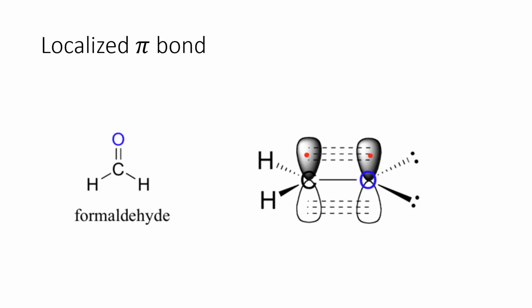To give you an idea of where that sharing occurs, for our formaldehyde example, CH2O, we can see that that sharing is just between the carbon and the oxygen, and it's happening above and below the plane of the molecule. It's not happening directly in the space between the carbon and the oxygen.